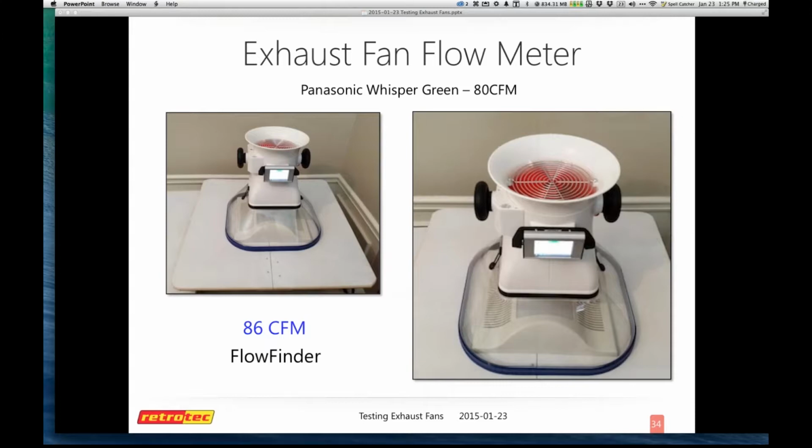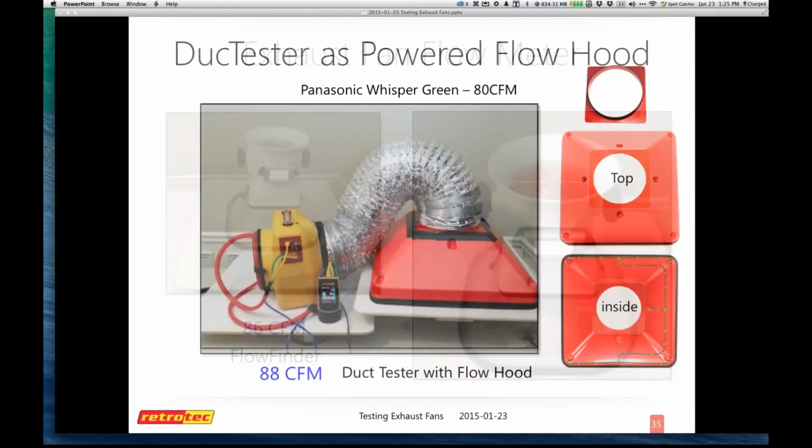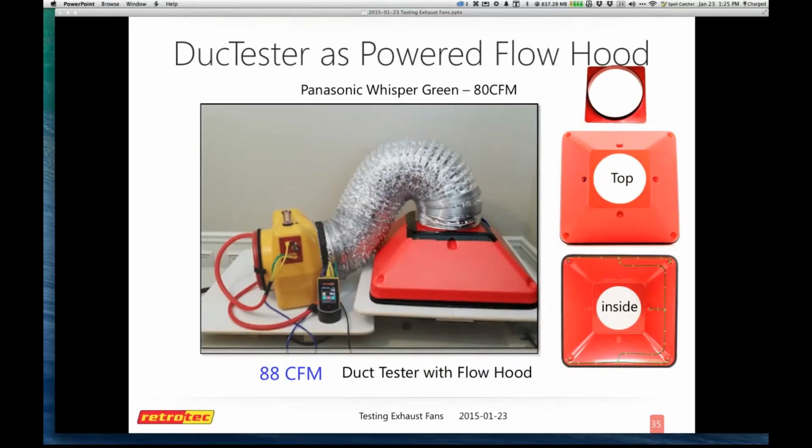So when you have zero pressure in your device that has a fan, then you have achieved a measurement. So here I'm going to take my DucTester, and what I'm going to show you is how you could use it on an exhaust fan. You could also use this on a supply if you wanted to measure air coming out of a register also. So this could work on an exhaust fan, or a variety of things.